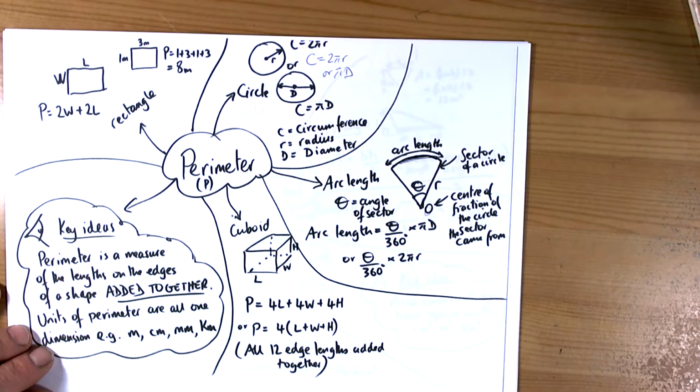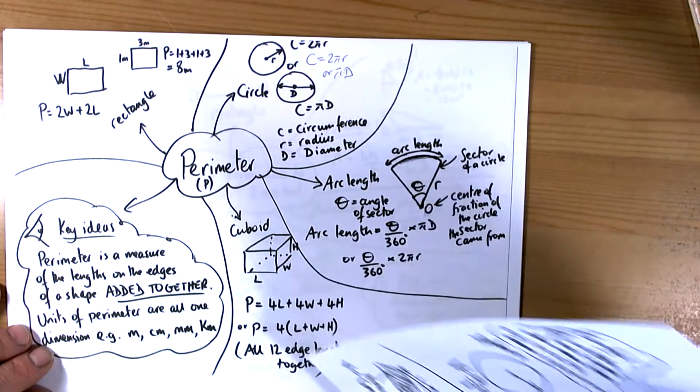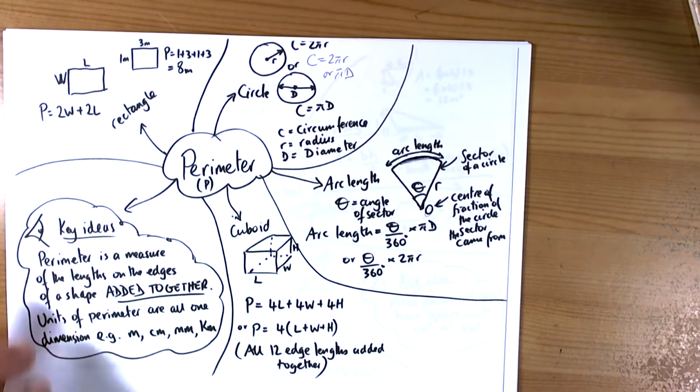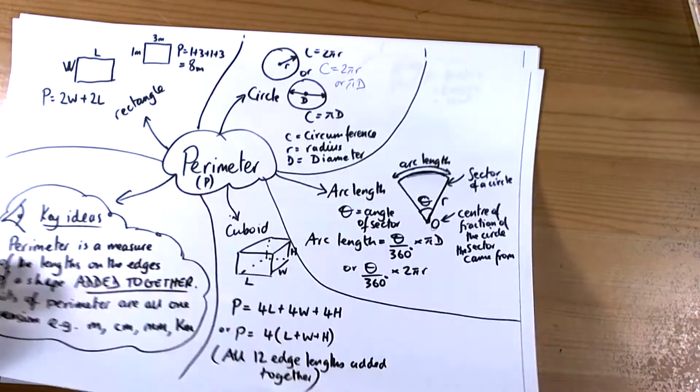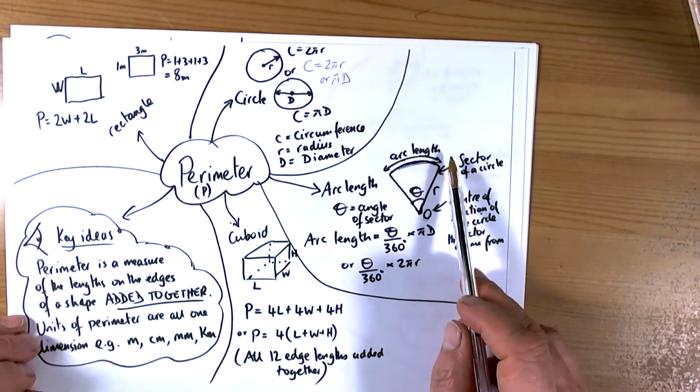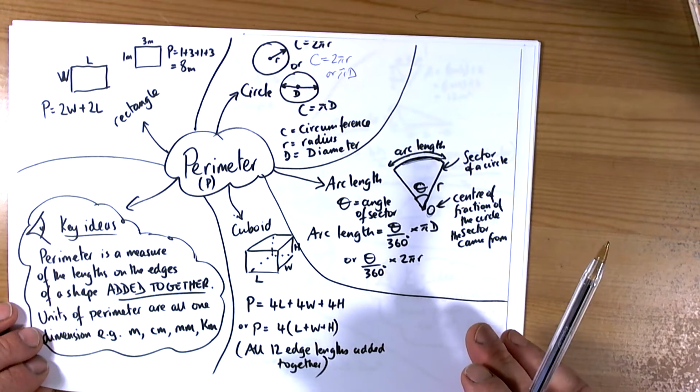So just remind myself, if you do the sector area, the area formulas are coming up for that. Yeah, that's fine. Okay, so perimeters, just remember, is about adding lengths.